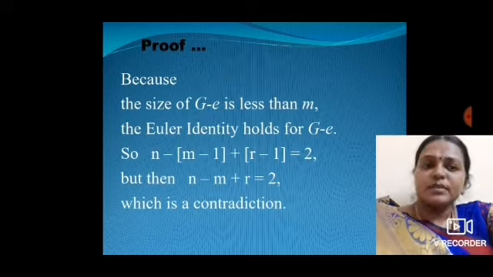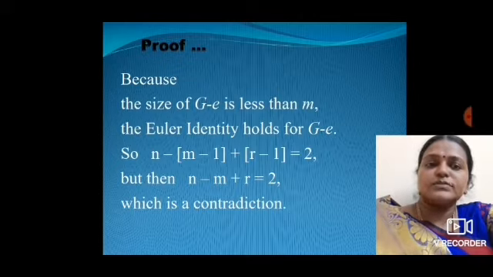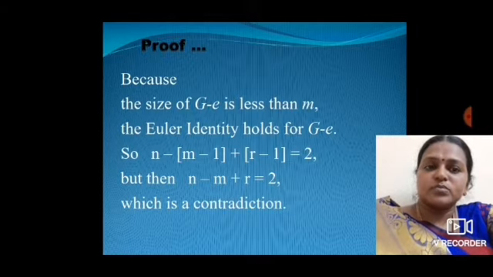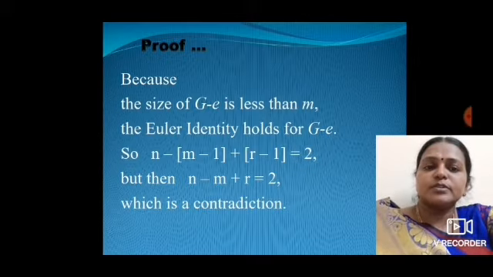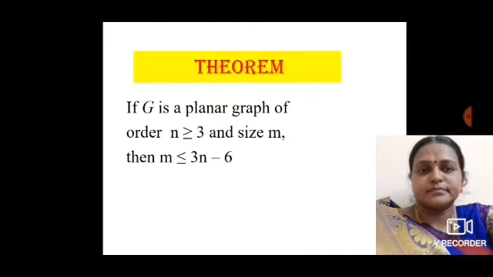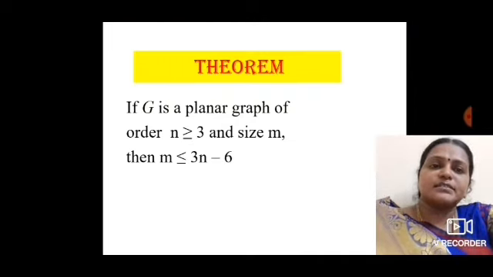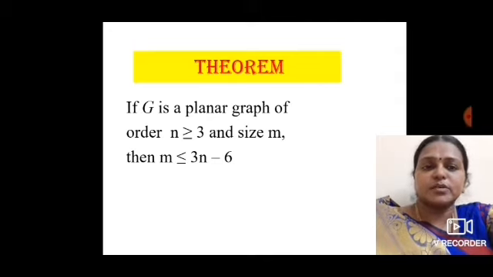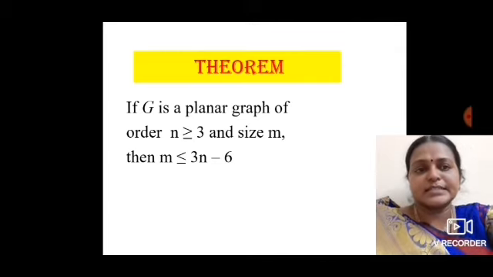Because the size of G minus e is less than m, the Euler identity holds for G minus e. So n minus (m minus 1) plus (r minus 1) is equal to 2. But then we get n minus m plus r is equal to 2, which is a contradiction. Now let's go for the next theorem. If G is a planar graph of order n greater than or equal to 3 and size m, then m is less than or equal to 3n minus 6.